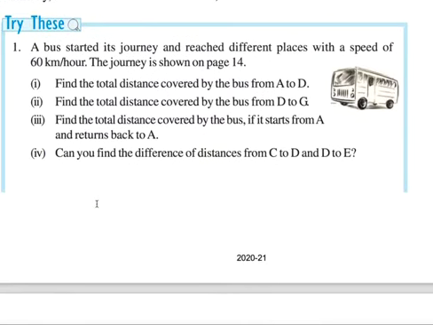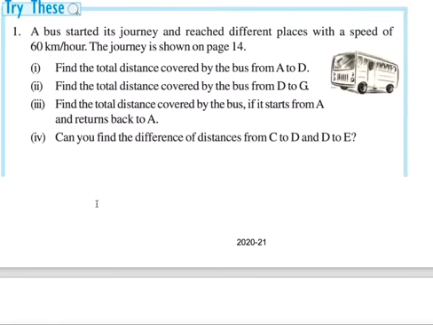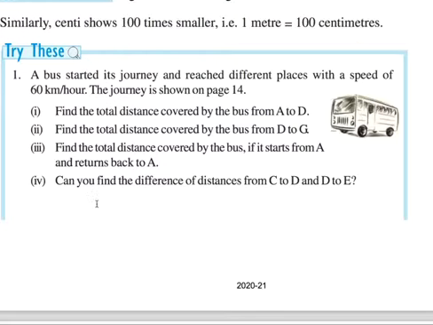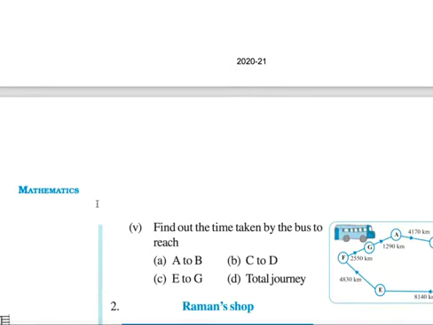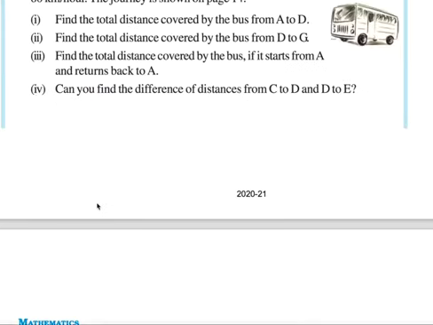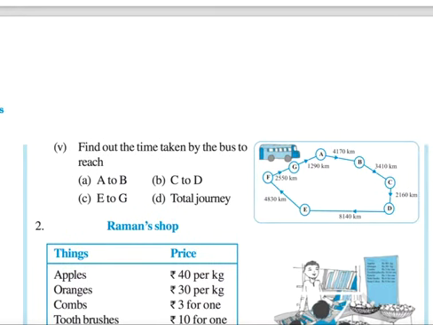So the bus started its journey and reached different places with a speed of 60 km per hour. The journey is shown on page 14. Find the total distance covered by the bus from A to D. The journey is shown on this page only. It is given here. A to D, what is the distance? This plus this plus this.